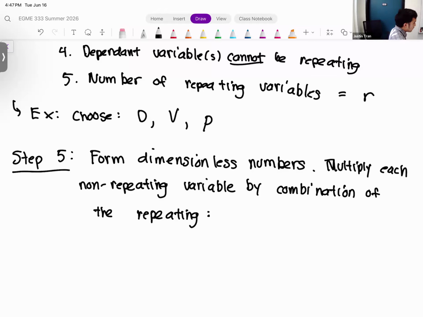For each non-repeating variable, we're going to make one dimensionless group based off the pressure drop and another non-dimensional group based on the viscosity. We're going to multiply that by a combination of our repeating variables, the diameter, the velocity, and the density. But the coefficients of those variables are going to be unknown, and in fact, we're going to solve for them.